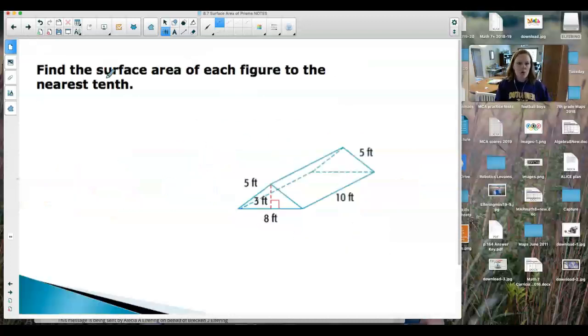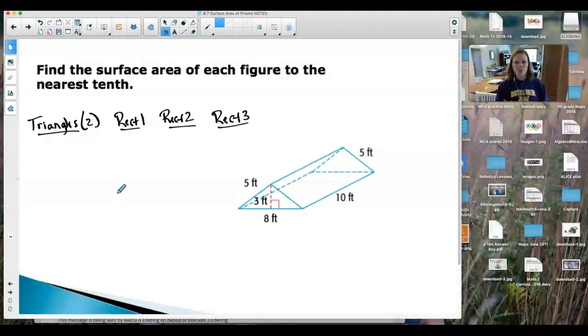Okay, so let's try one more. This is another triangular prism. So again, we have to start with our triangles, and remember, we have 2 of them. And then we have our 3 rectangles: rectangle 1, rectangle 2, and rectangle 3. So you guys, remember, if you're showing your work, this is how I would lay it out. Those are the pieces of that prism.